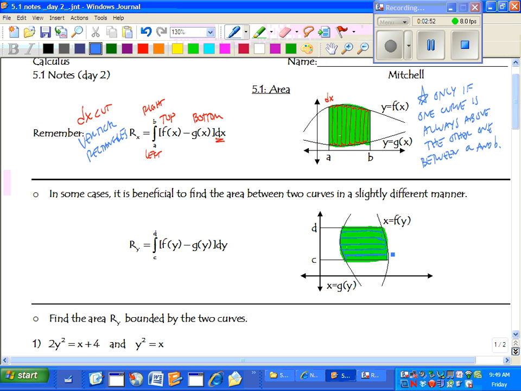But this time, our thickness of those rectangles is a change in y. This is called a dy cut. And we have horizontal rectangles.